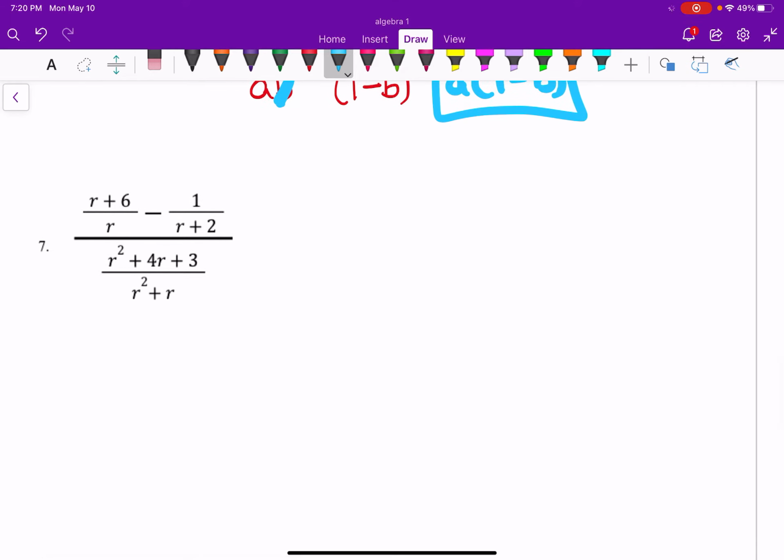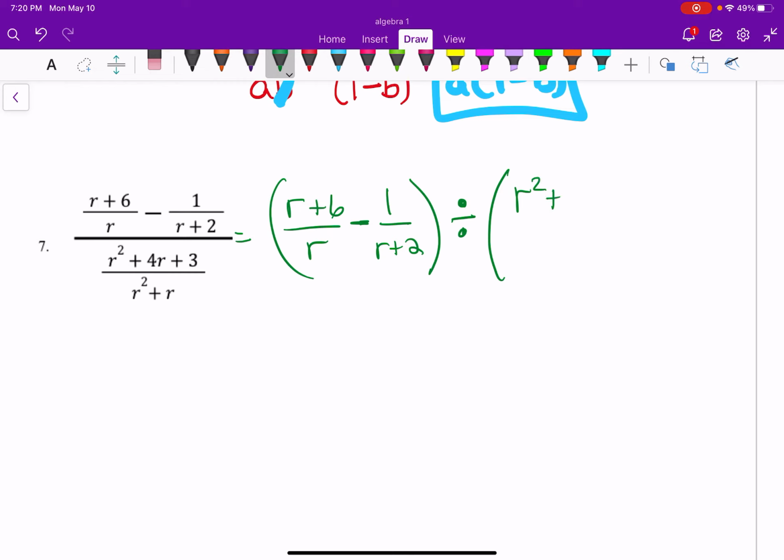All right, let's rewrite it so that it doesn't look so confusing. The first thing I'm going to do is write it as r plus 6 over r, minus 1 over r plus 2. That's my first chunk. And we're going to divide that chunk by r squared plus 4r plus 3 over r squared plus r. Now the second chunk already has a common denominator. There's no plus or minus between fractions, so our second chunk I'm going to leave alone for a minute.